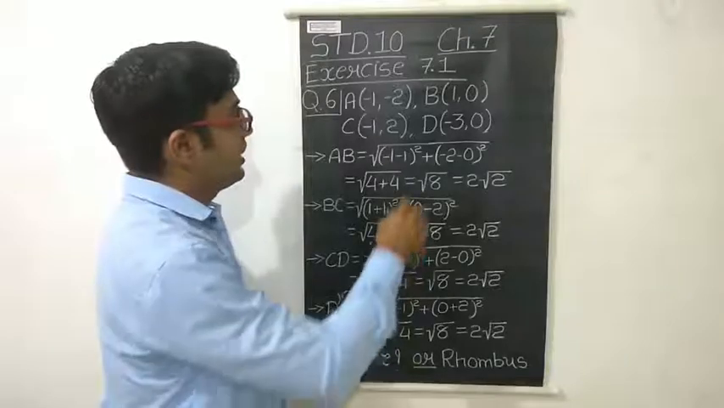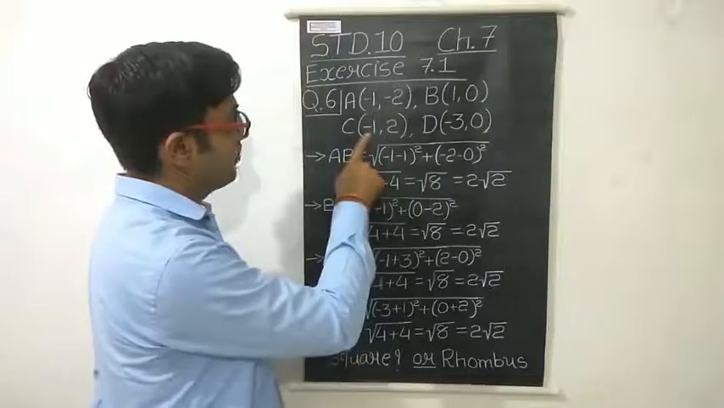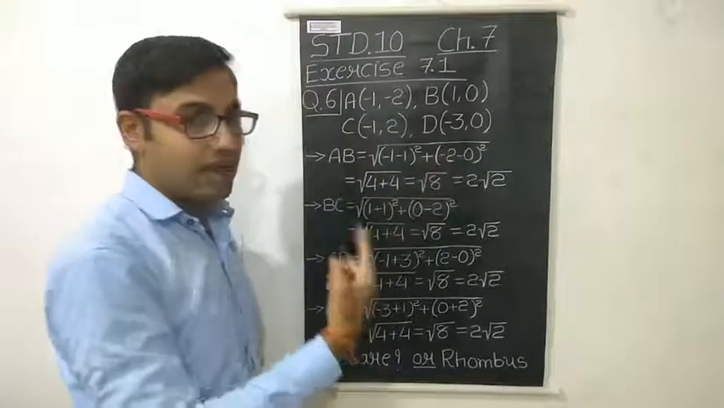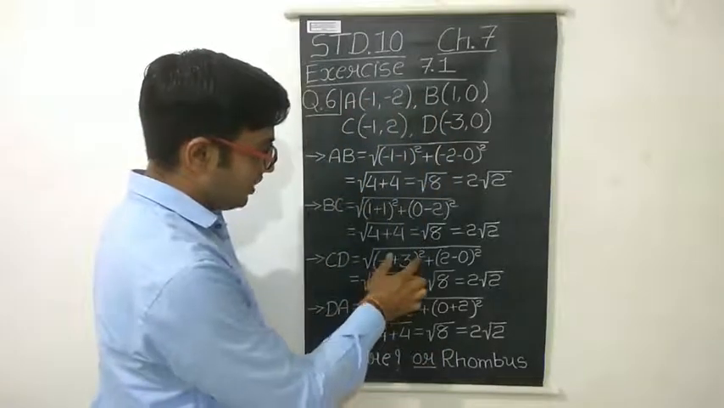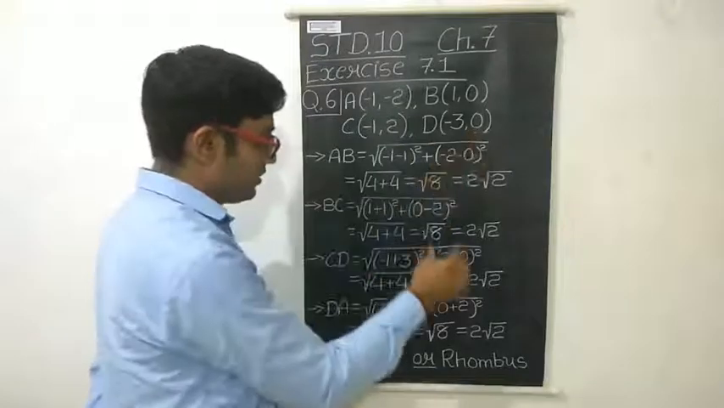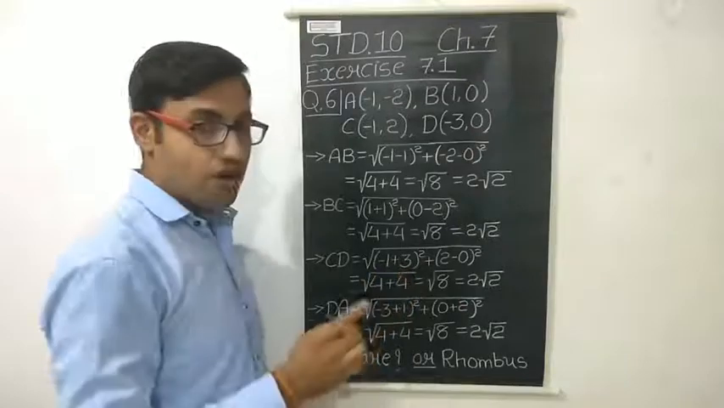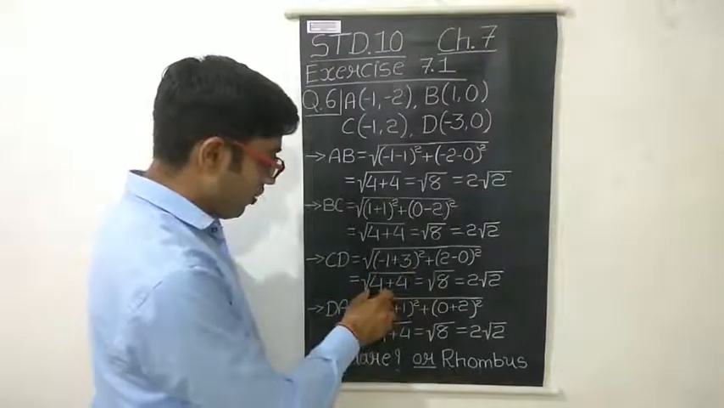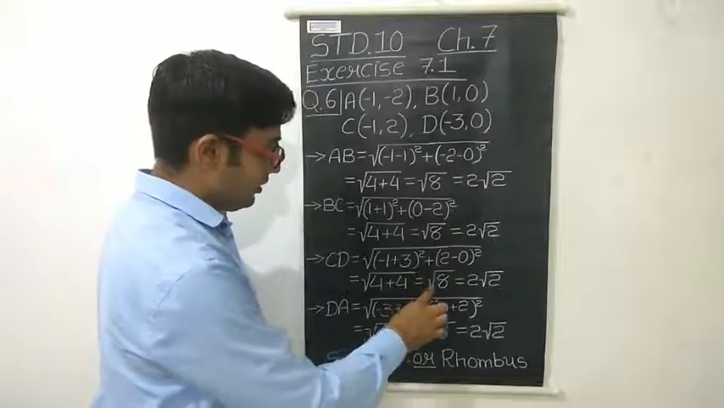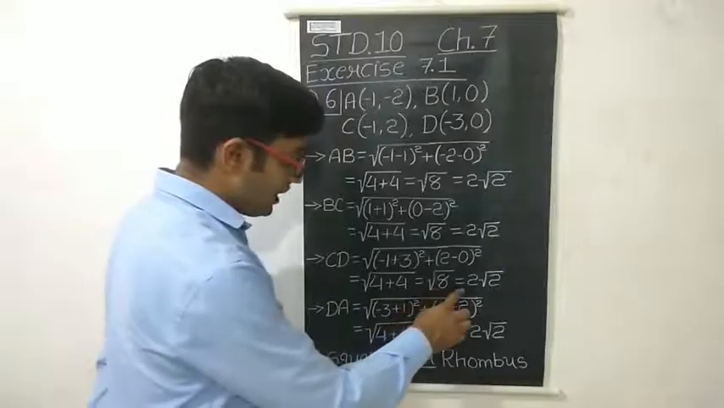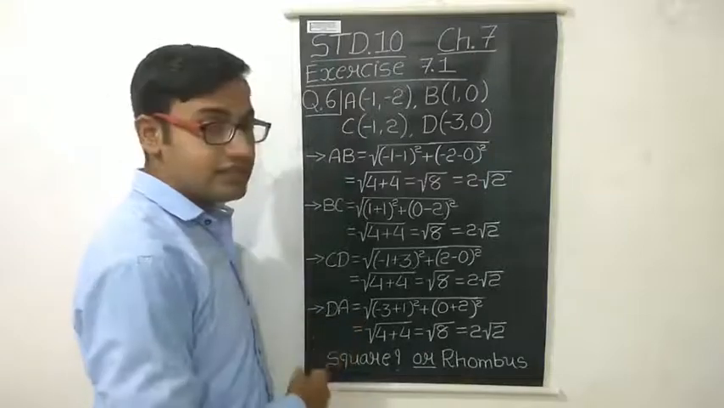Now the third distance, that is CD. Right? CD means under root (-1 - (-3)), that is (-1 + 3) whole square, plus (2 - 0) whole square. So we get under root: -1 + 3 is +2, so 4, plus 2 - 0 is 2, and 2 square is again 4. Again we get here under root 8. So under root 8 is what? 2 root 2. Okay.